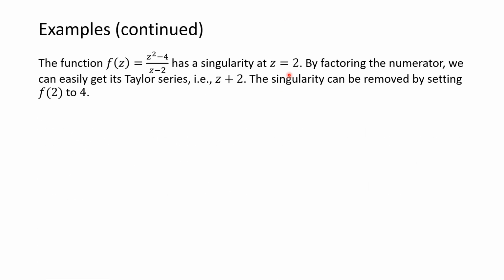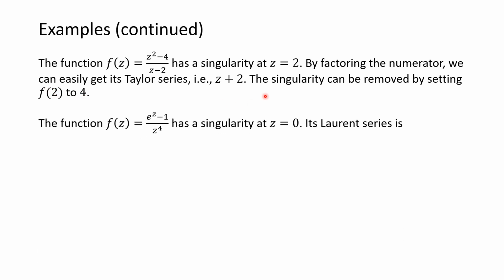All right, some more examples. f of z equals z squared minus 4 over z minus 2. When z equals 2, this is undefined, but we can factor the top and the bottom. So the z minus 2 in the denominator cancels with the z minus 2 in the numerator, and that leaves us with z plus 2. So the limit of this as z approaches 2 equals 4. And again, we can remove the singularity by redefining f at 2 to be 4.